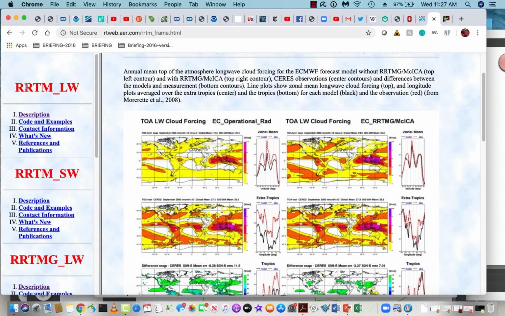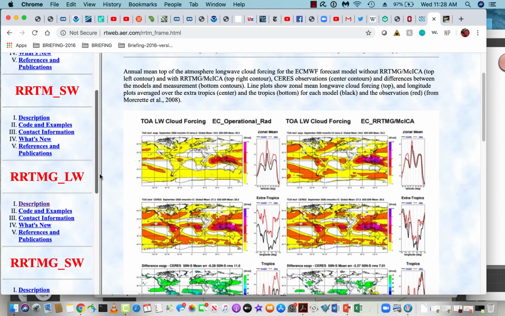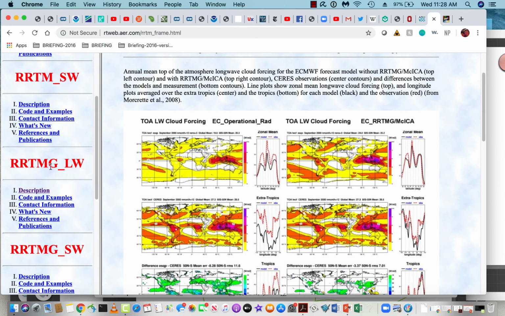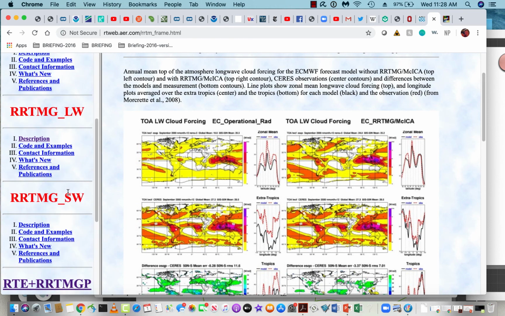Okay, so RRTM, this is what it does for the long wave portion of the spectrum. RRTM, this is what it does for the short wave portion of the spectrum. RRTM-G, long wave and short wave, these are the bits of code that go into the general circulation model.